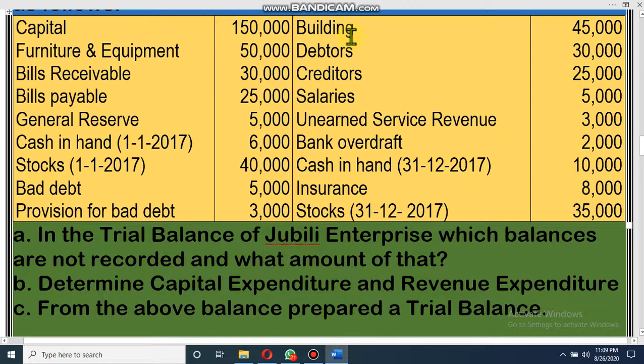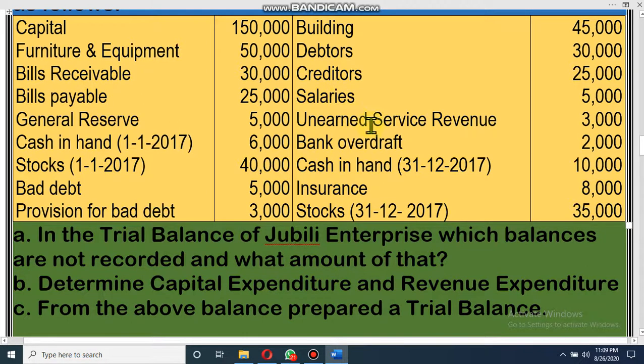Building, yes dear student, building. For buying a building you need more money and it will give service for a long time, so this is capital expenditure. We have only two capital expenditures, furniture and building. Then debtor, creditor, no. Salaries, yes. If you give salary for 1 month, your worker will work in 1 month, so this is short term expenditure.